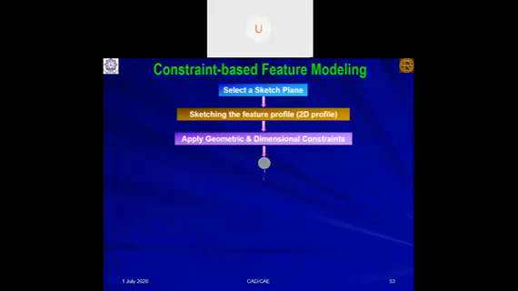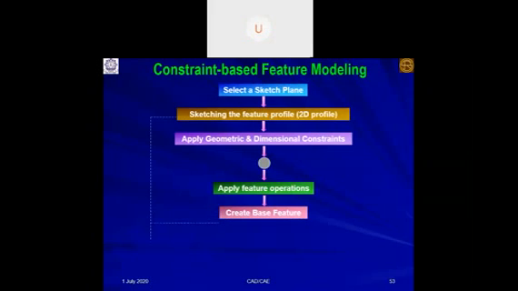Once it is fully constrained, you exit from the workbench and go to the part design workbench and apply the feature operation to convert the 2D sketch into 3D, and you will create the base feature. Over the base feature, again you select the sketch plane and draw another feature profile, and you follow the same process. You can apply the geometric constraints and dimensional constraints, and you get the second feature over that particular object.